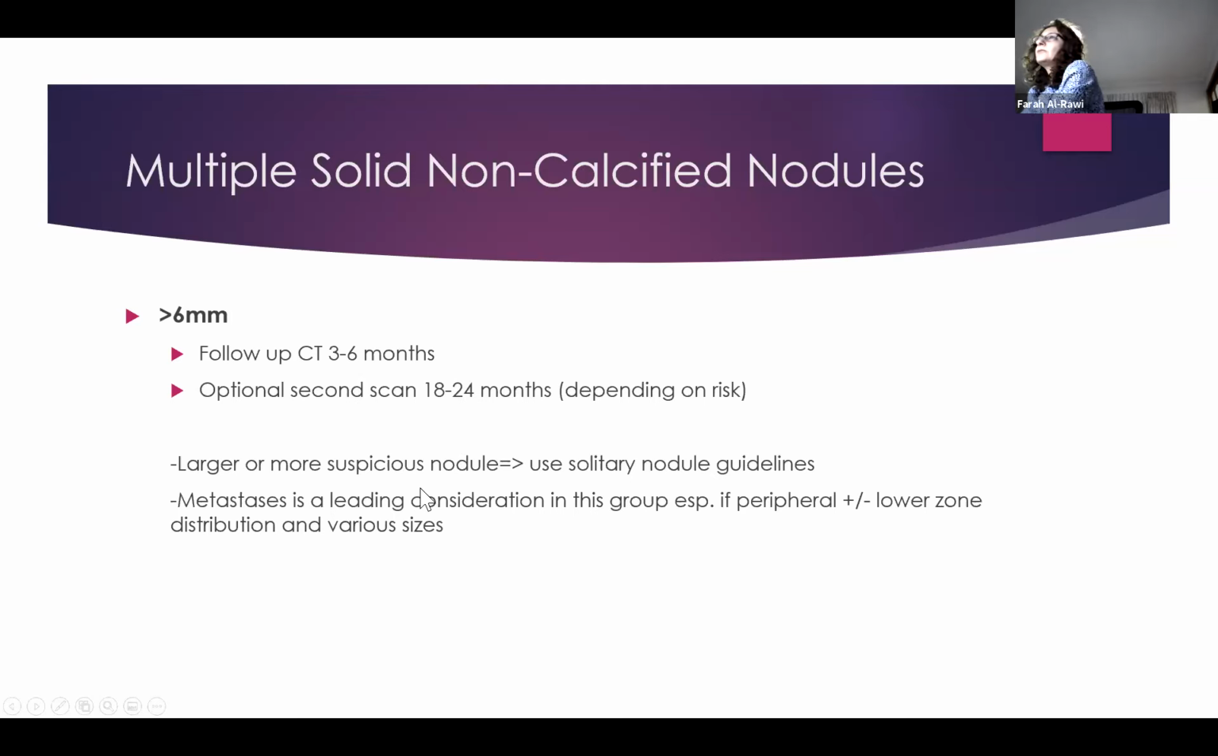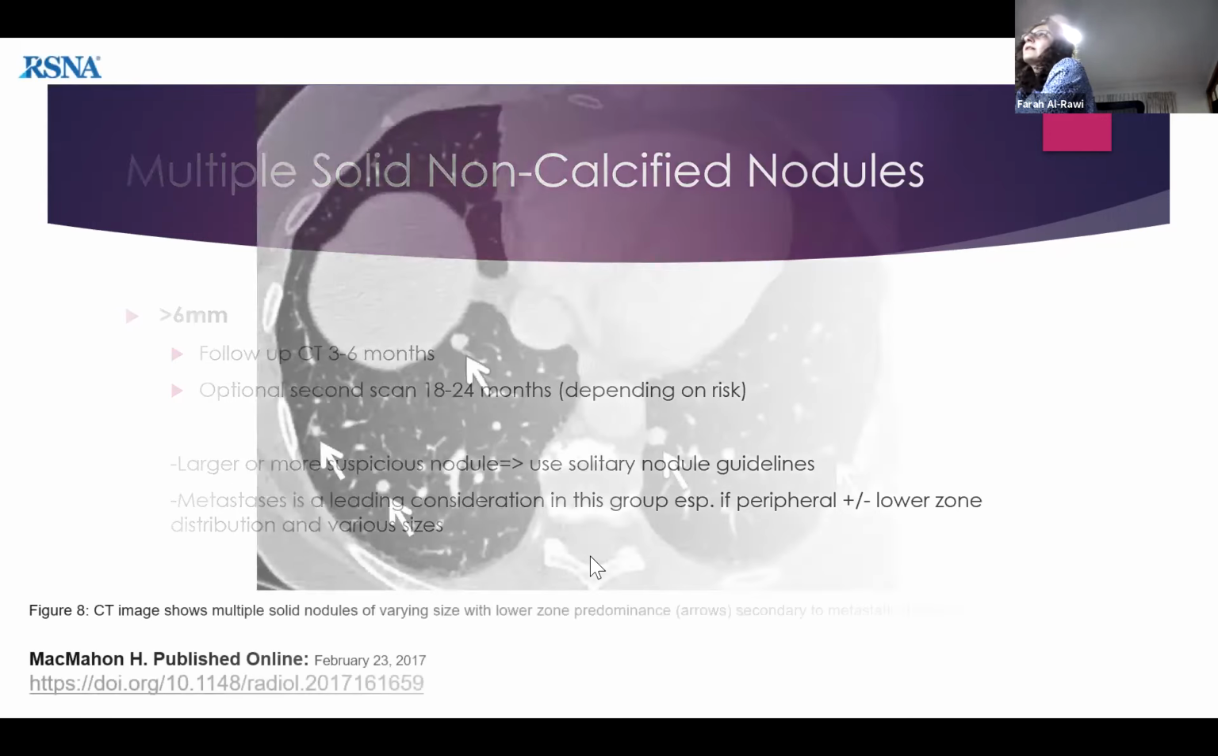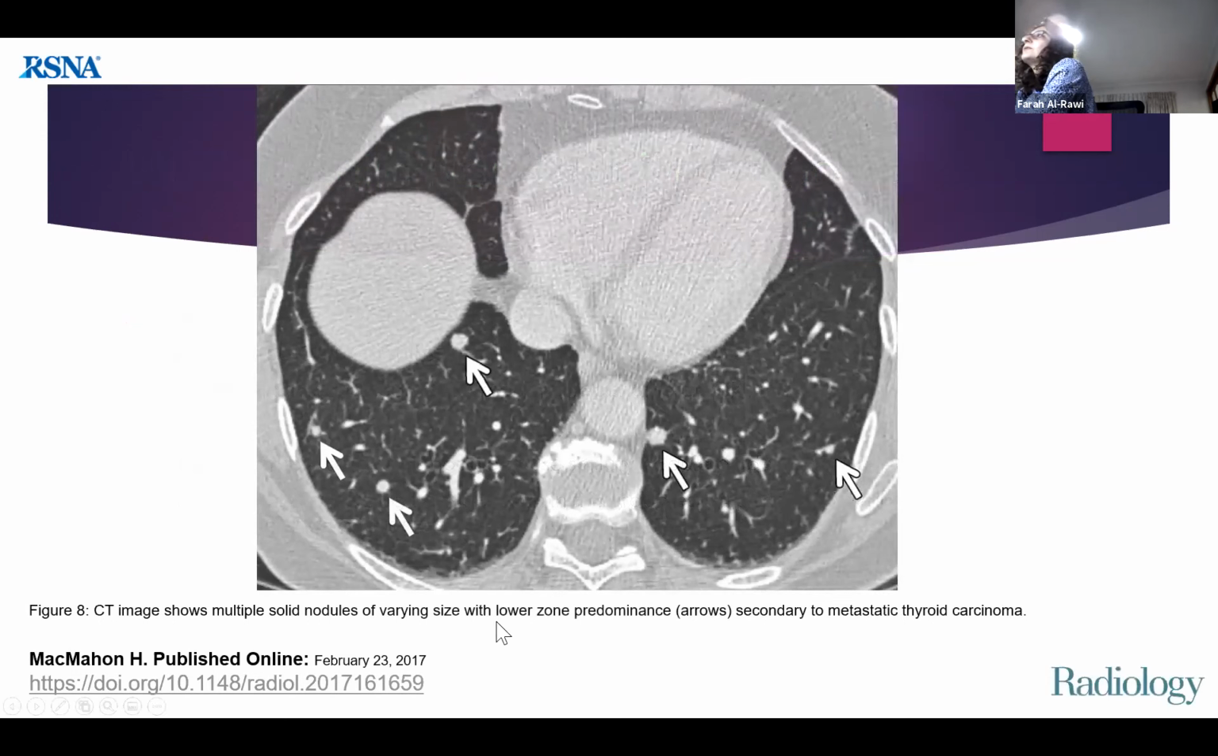Because in this case, we're really worried about metastasis, and metastases tend to be multiple nodules. They tend to be more than one size, not uniform, and they tend to be more peripheral, and they like the lower zones. So that's why we sometimes catch them at the bases of the lungs when we're doing a CT of the abdomen and pelvis. So you can see these are examples of metastases from a thyroid primary. They're multiple and they're different shapes and different sizes.